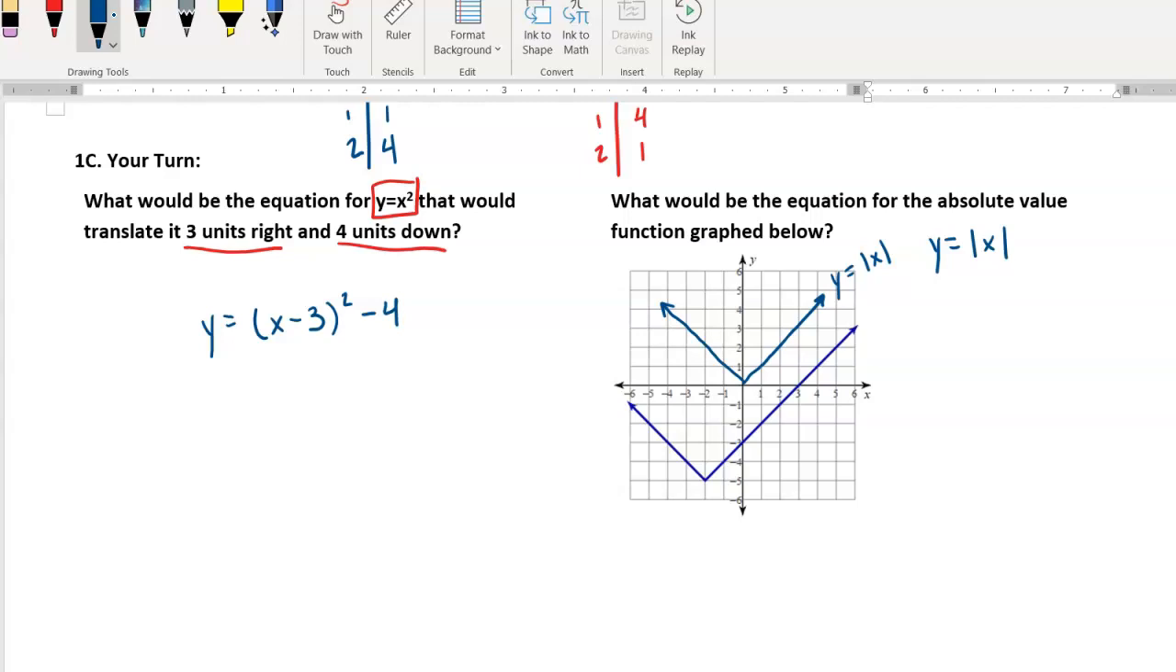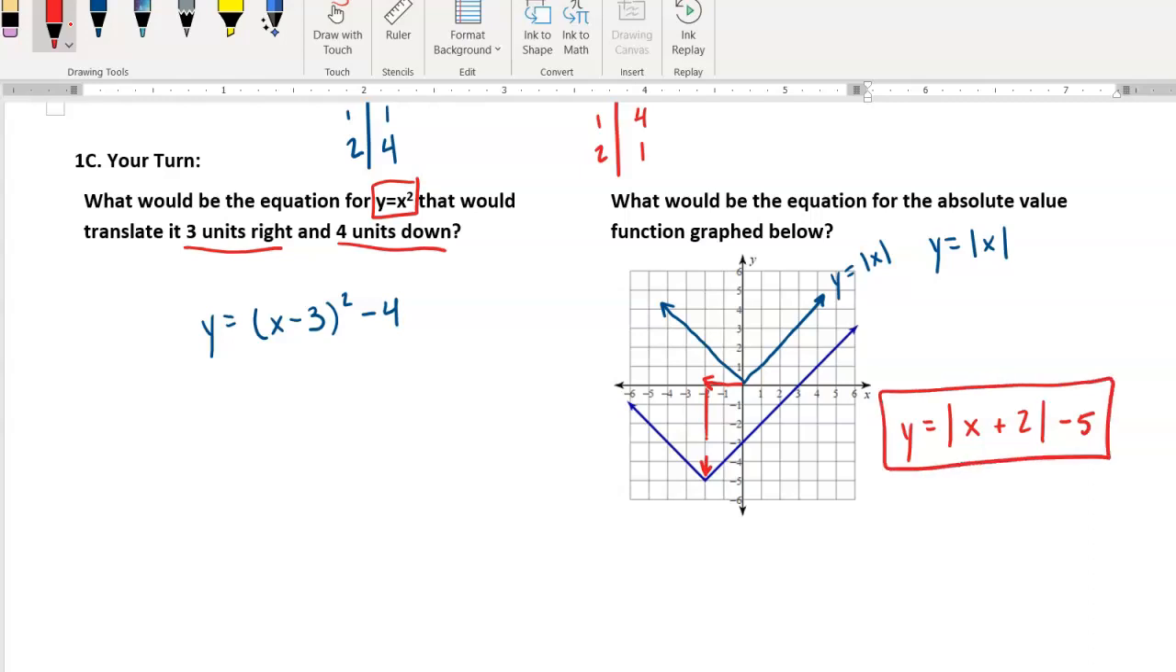All right, let's look at this other one. We have this original parent function, and we have this new function. This one we moved to the left 2 units and down 5 units. If it's to the left 2 units, it's going to be the opposite. It's going to be x plus 2. And if it's going to go down 5 units, it's exactly as we would expect. It'd be minus 5. So the equation for that other function is y equals the absolute value of the quantity x plus 2, minus 5.